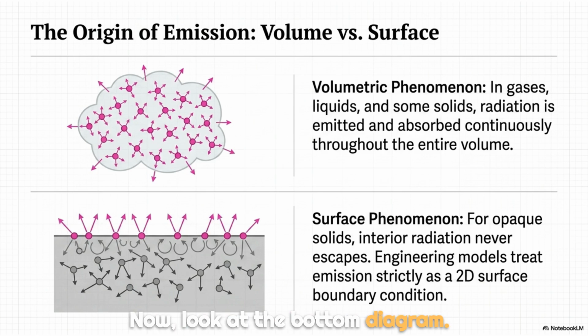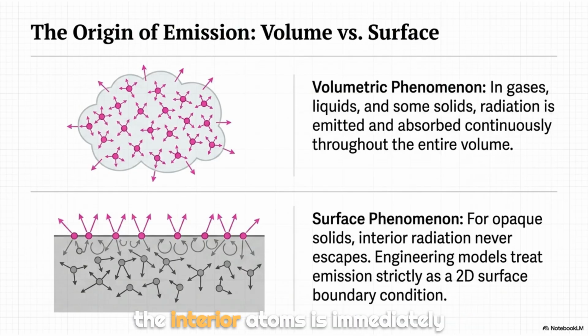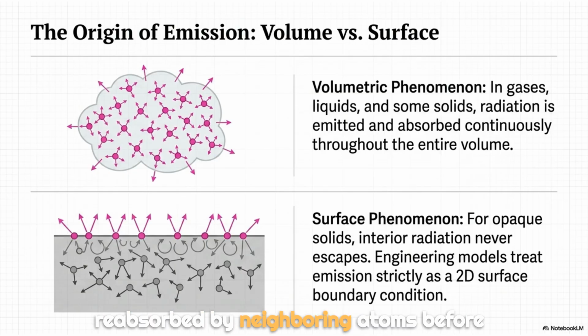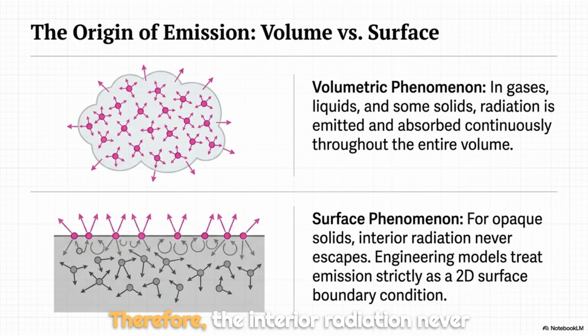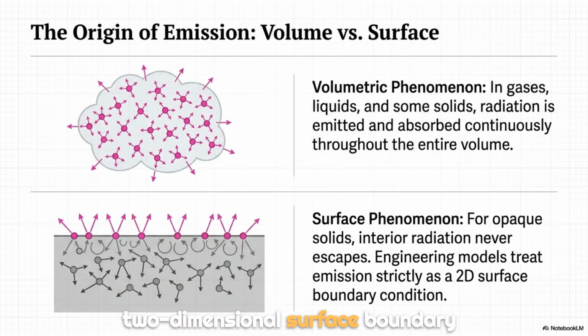Now look at the bottom diagram, illustrating a surface phenomenon. For opaque solids, such as metals or thick ceramics, any radiation originating from the interior atoms is immediately reabsorbed by neighboring atoms before it can escape. Therefore, the interior radiation never gets out. Because of this, engineering models treat emission from opaque solids strictly as a two-dimensional surface boundary condition. For the majority of solid body mechanical engineering problems, we will use this surface-based approach.